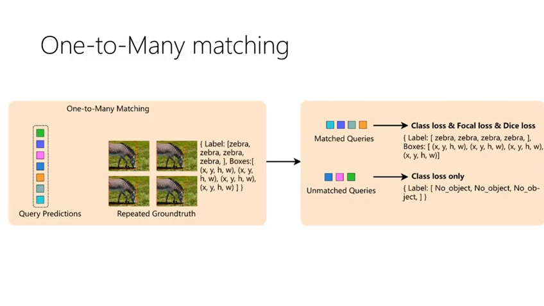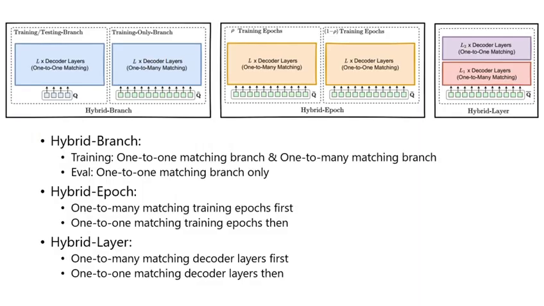We introduced 3 hybrid matching schemes for DETR: the hybrid branch scheme, the hybrid epoch scheme, and the hybrid layer scheme. For the hybrid branch scheme, we introduced an additional one-to-many matching branch when training, where we simply repeat the ground truth for k times and get an augmented target. We also perform the bipartite matching between the predictions and the augmented ground truth pair over each layer and compute the same losses used in the original one-to-one matching branch.